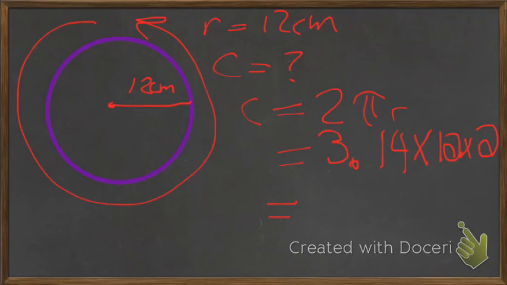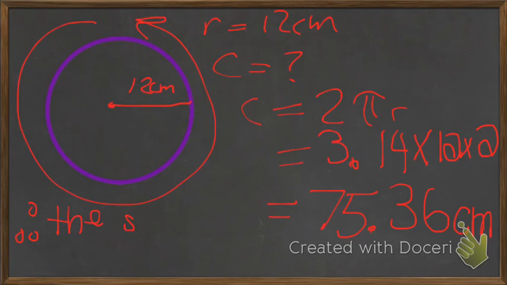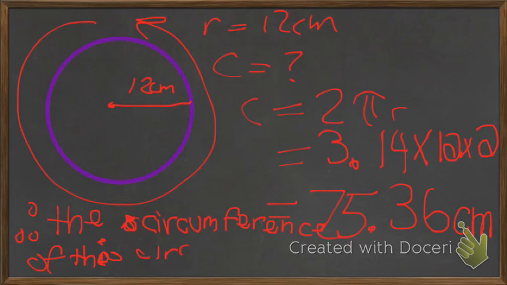In the calculator, we are typing in... 75.36 centimeters. Very good. And we always finish off with a sentence. Can we say it as we write it? Yes. Therefore, the circumference of this circle is 75.36 centimeters. Very nice.